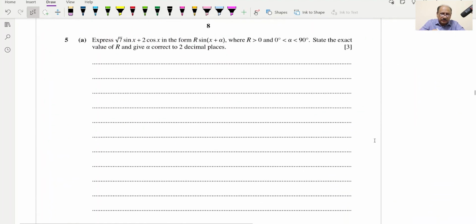Question number 5, part A, says express this in the form of r sine (x plus alpha), where r is greater than 0 and alpha is from 0 to 90 degrees. State the exact value of r and give alpha correct to 2 decimal places. This is a 3-mark question. So r, we can write as the square root of x component squared plus y component squared, which is 2 squared, and this will be under root, equal to 7 plus 4, which is equal to root 11.